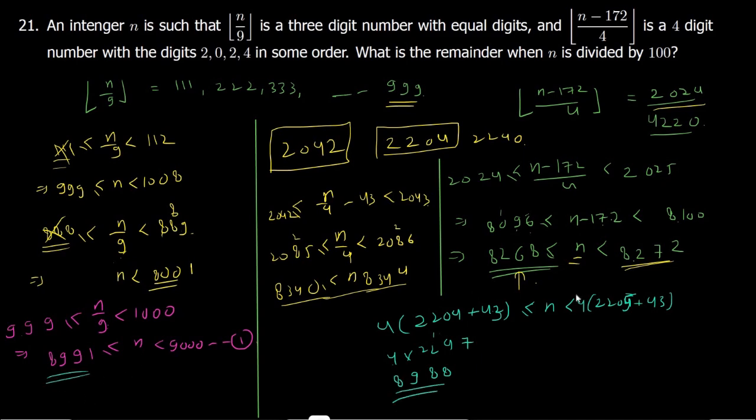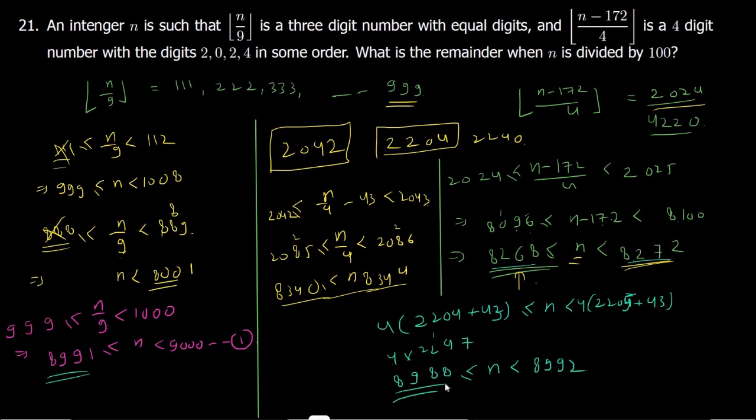I think we are going to get some intersection from this for sure. And if I add just 4 to this, there will be a difference of 4 in this number and this number, so I can be a bit fast. 8, 9, 8, 8 to 8, 9, 9, 2.